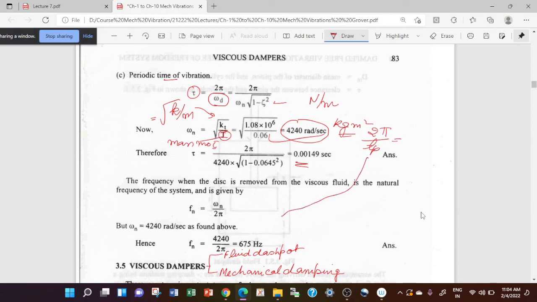It is also equal to 1 upon fn, so fn is given by this. Now to find the damped time period, you already got the omega n and you know the zeta, so you can find the time period for this one here. So this is about this problem.